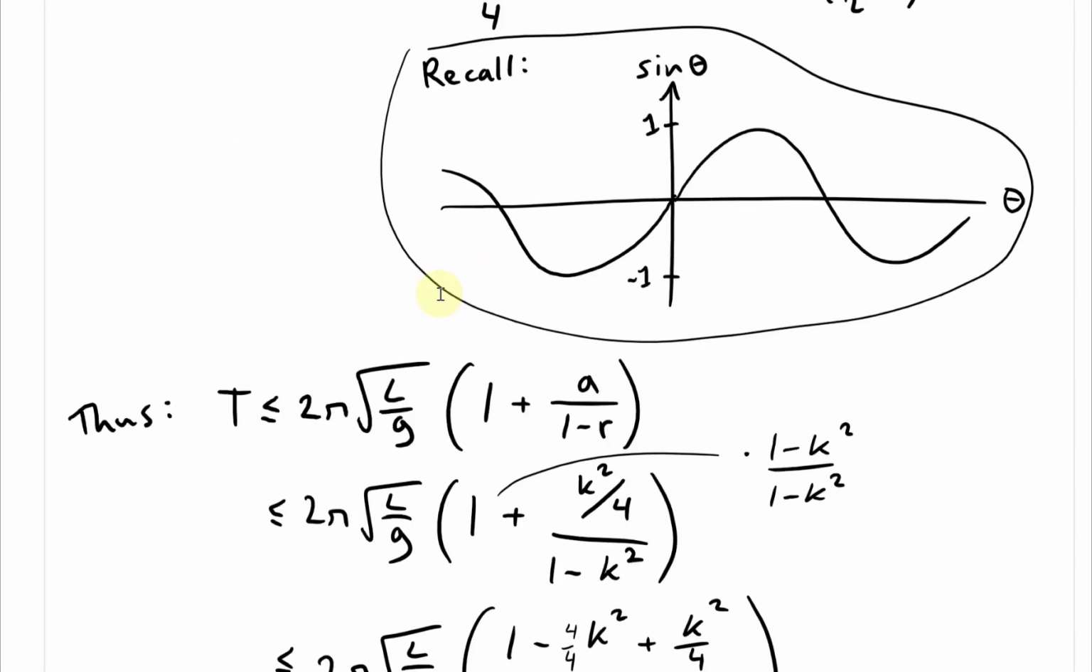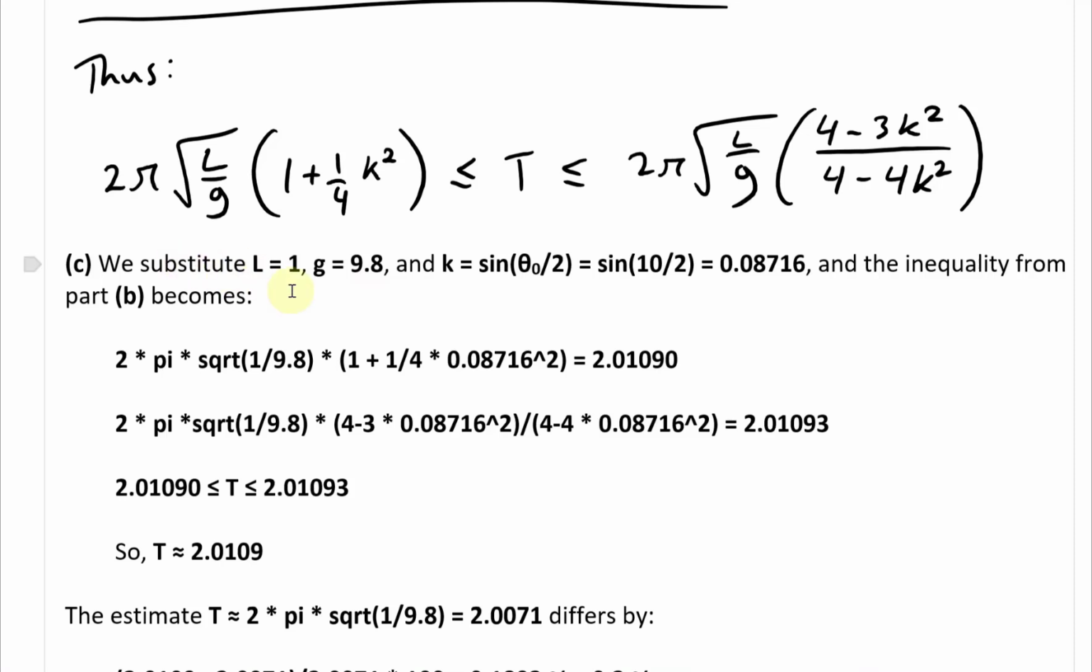This is going to be just a bunch of calculations, and I'll do that all with my OneNote calculator. So we substitute L equals 1 meter, and G is also going to be equal to 9.8 meters per second squared. The calculus book didn't bother with the units, but anyway, it's L equals 1, G equals 9.8, and k equals sine of theta naught over 2. In this case it equals sine 10 over 2, because remember we're choosing theta naught equals 10 for this case. That's what we were given.